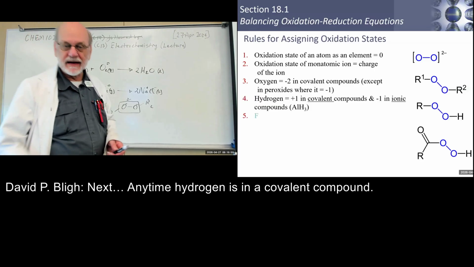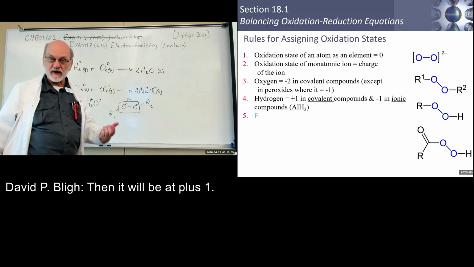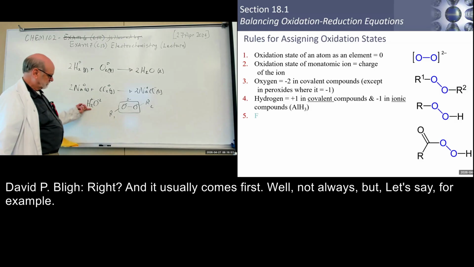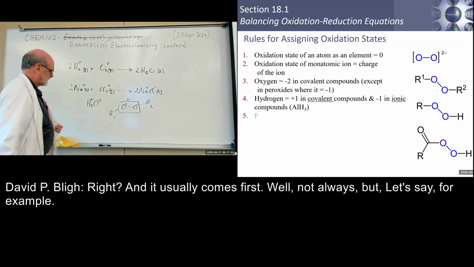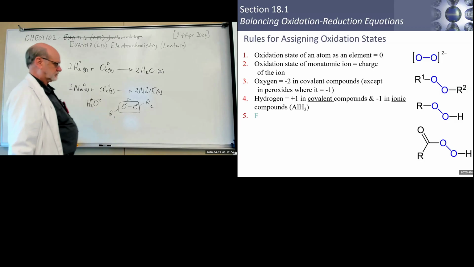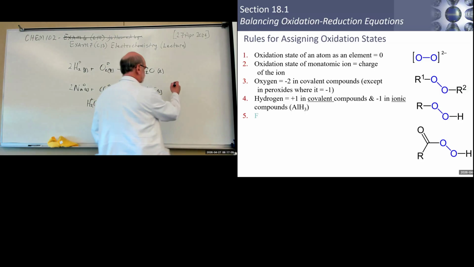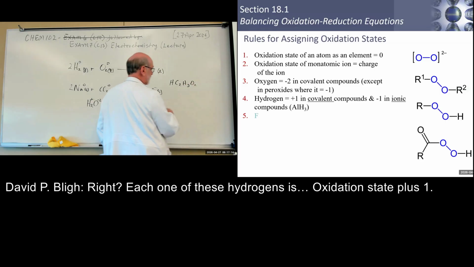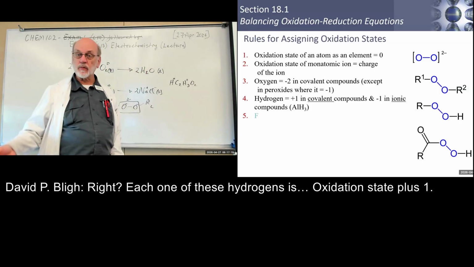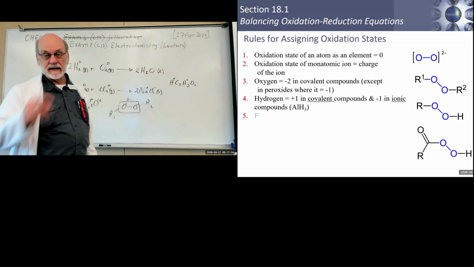Next, anytime hydrogen is in a covalent compound, then it will be a +1. Right? And it usually comes first. Well, not always, but let's say, for example, let's say we have acetic acid. Each one of these hydrogens is oxidation state +1. All right.